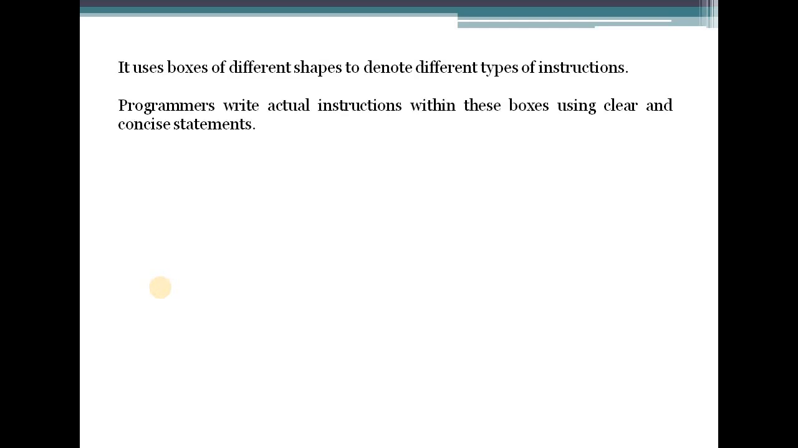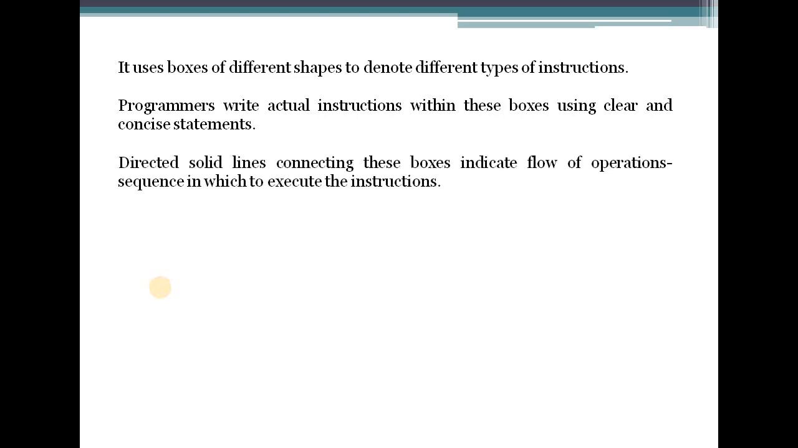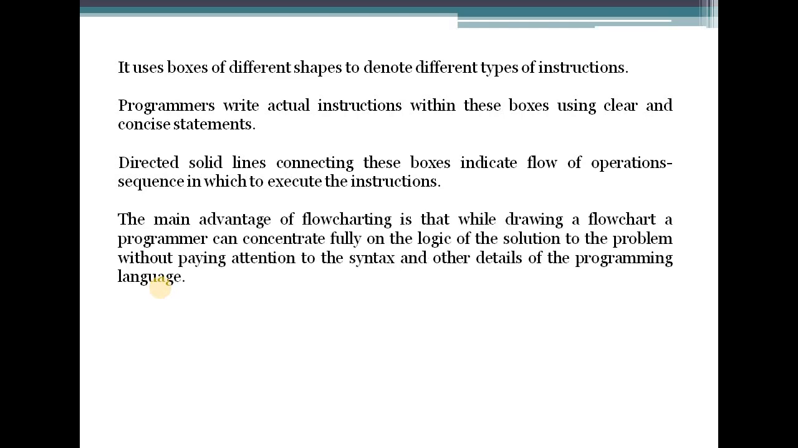It uses boxes of different shapes to denote different types of instructions. Programmers write actual instructions within these boxes using clear and concise statements. As you have seen in the previous example, the statements written inside the boxes are clear, that is, they are not complicated and they are small in size. Directed solid lines connecting these boxes indicate flow of operations, the sequence in which to execute the instructions.